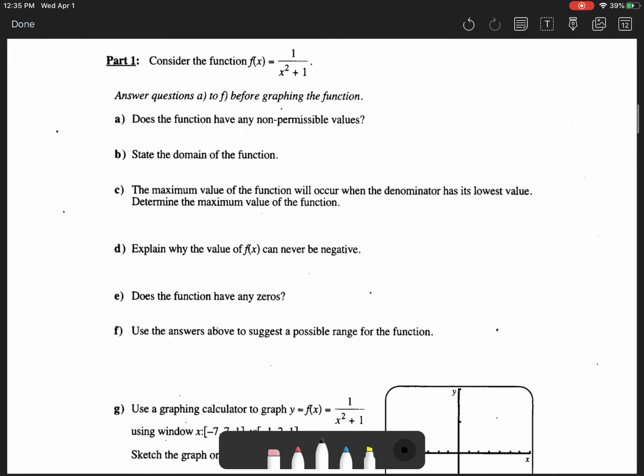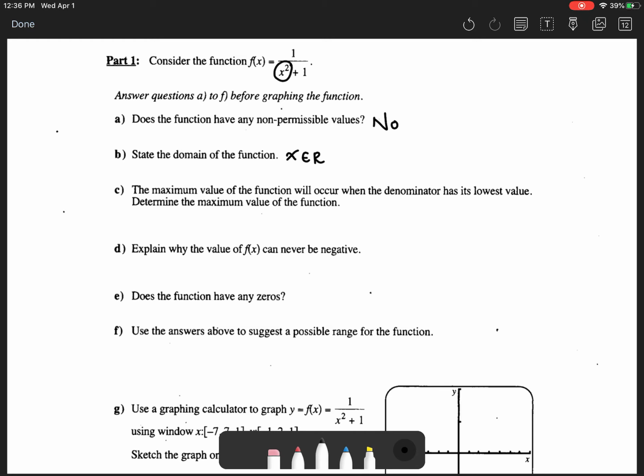So part 1, they give us the equation f of x is equal to 1 over x squared plus 1. Answer A to F before graphing the function. Does the function have any non-permissible values? The answer there is simply no. The reason is that if you take a look at the denominator, I have a squared term right there. No matter whether I substitute that x value with a positive or negative value, it will always be positive. And then if I add 1, it's impossible to make that equal 0. Now state the domain of the function. Well, I can basically substitute any value for x that I want into that equation. So I just say x is an element of the real numbers.